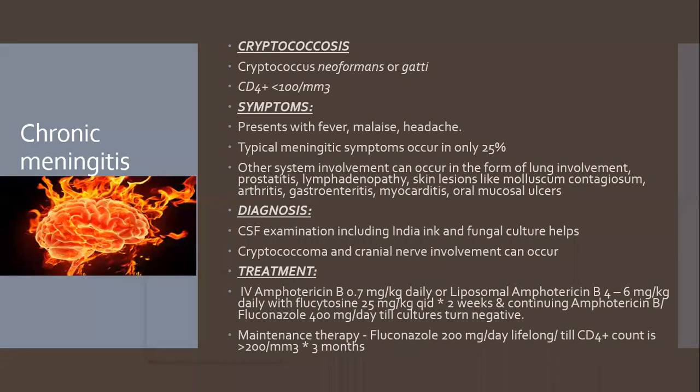Most of the time you may get a mucormycosis question in your exam because we recently had an epidemic of that. So remember the dose. The dose is slightly similar to that of mucormycosis. So amphotericin B 0.7 milligram per kg daily, or liposomal amphotericin B 4 to 6 milligram per kg daily, with flucytosine 25 milligram per kg QID for 2 weeks. Continue amphotericin B plus fluconazole till cultures become negative. So amphotericin B plus flucytosine for 2 weeks, followed by fluconazole plus amphotericin B till culture turns negative. But secondary prophylaxis is needed lifelong with fluconazole 200 milligram per day. I'll discuss this later also.